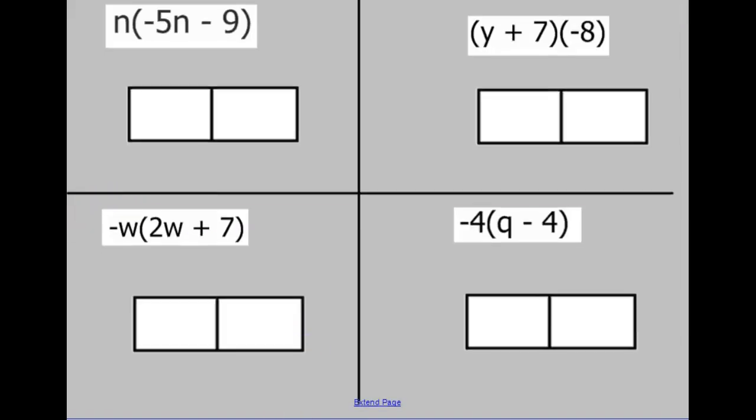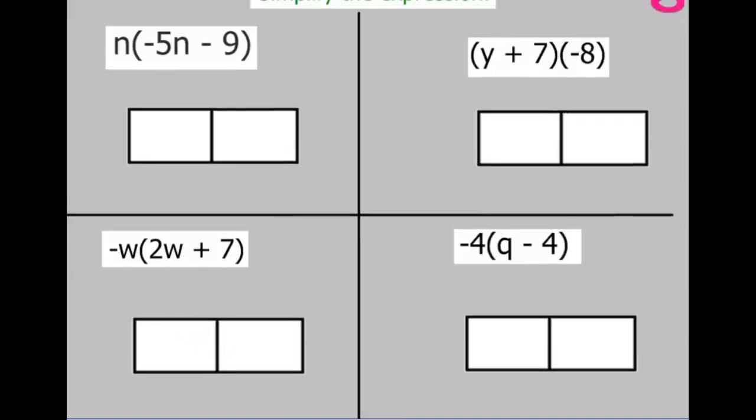Last slide here. Oh, almost the last slide, sorry. Our teacher out front, ooh, it's a letter. That's okay. And in our classroom we have -5n and a -9. Again, there's nothing in front of there, that's a 1n. So 1 times -5 is -5.